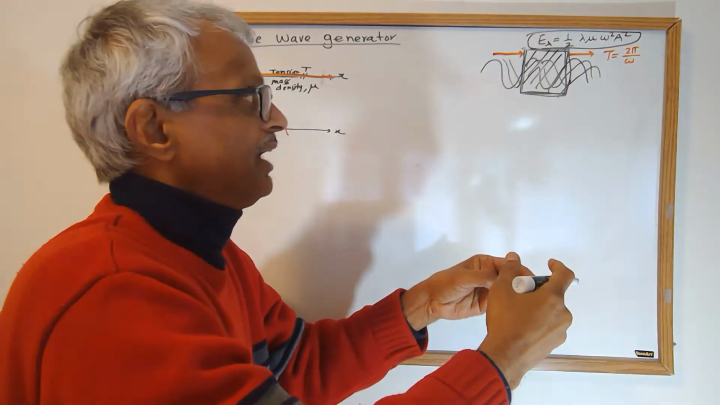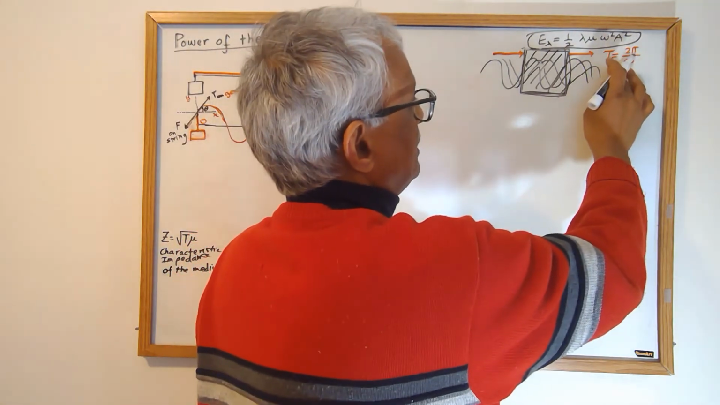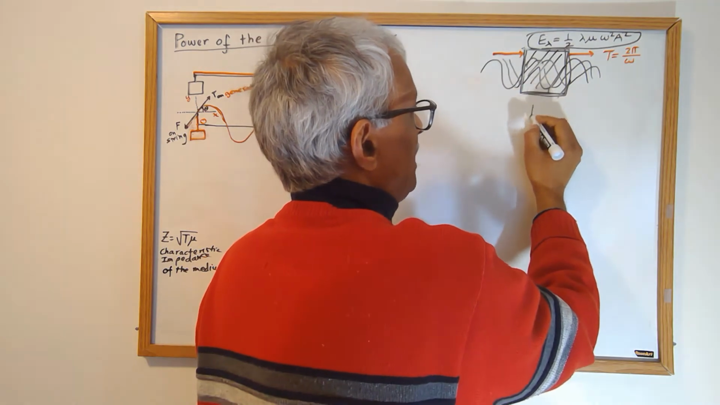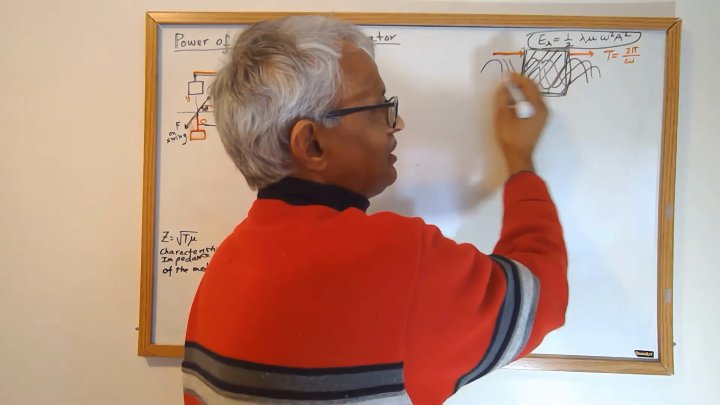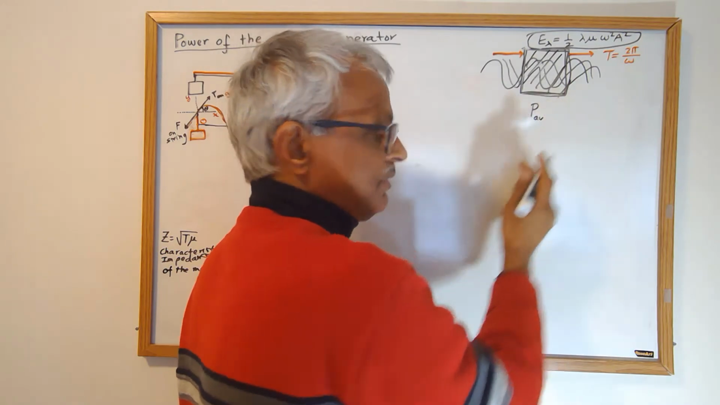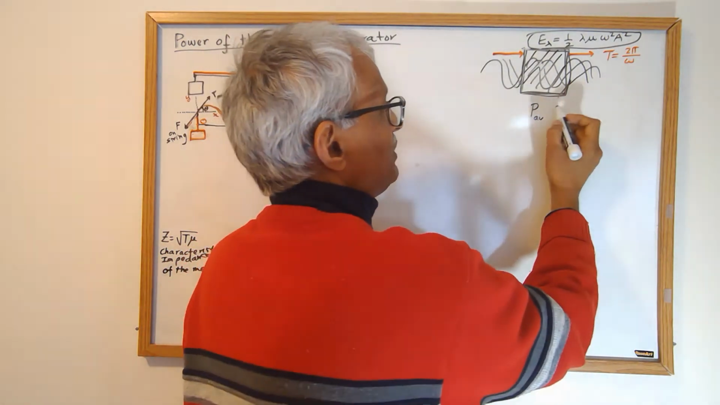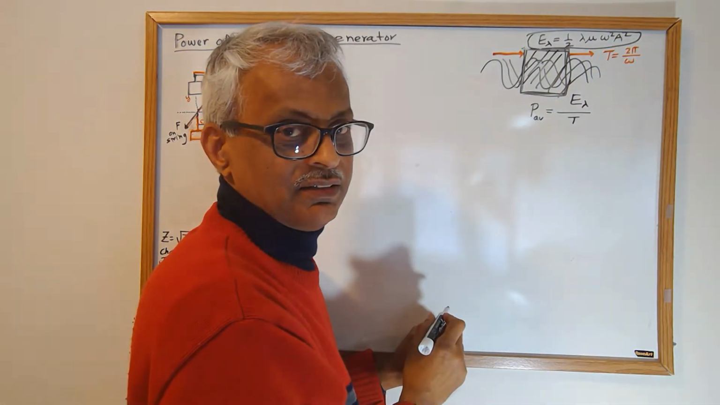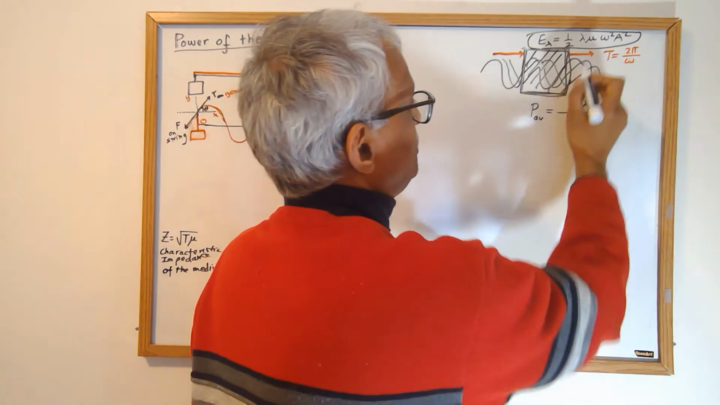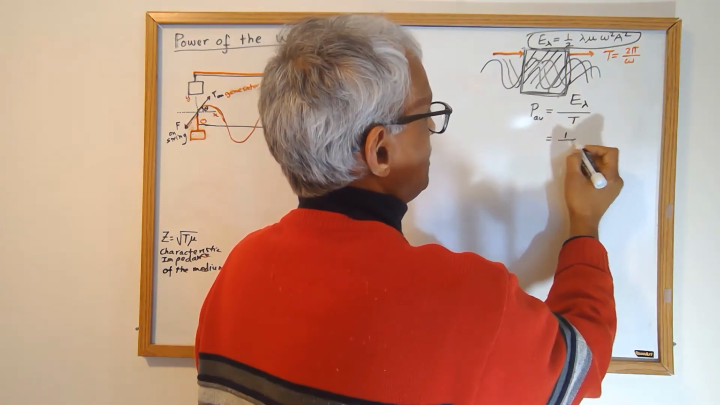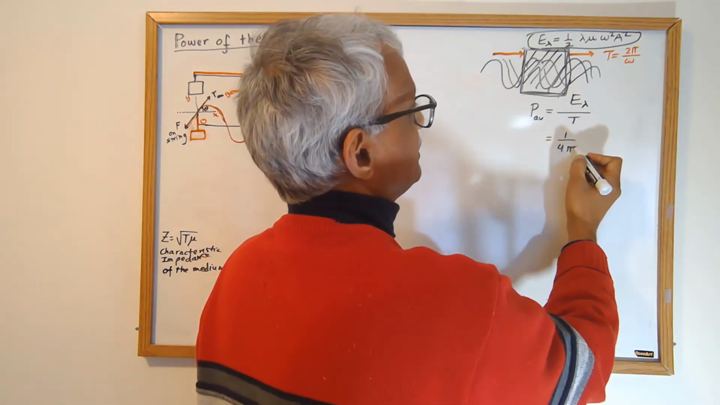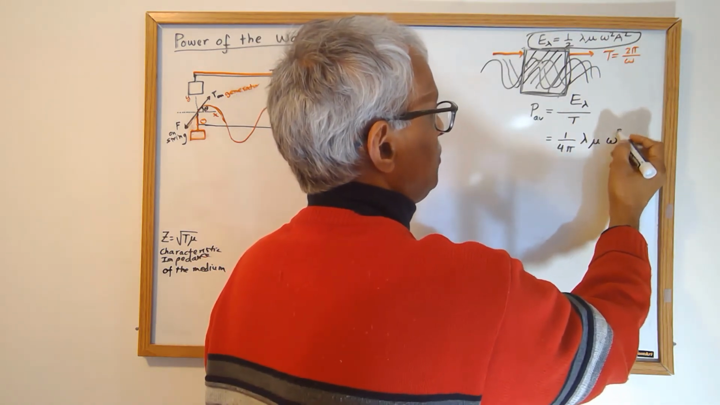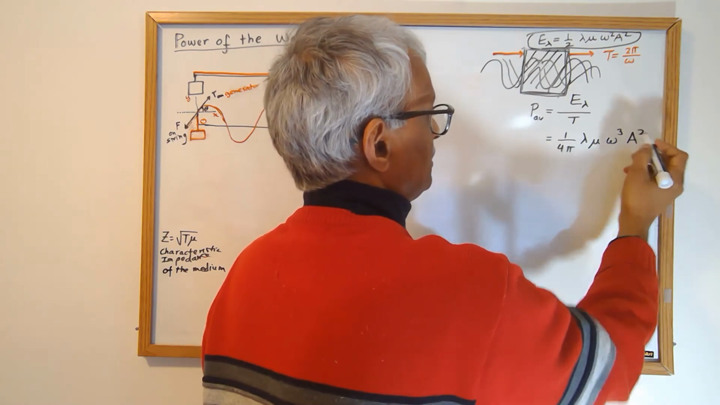So if I equate that, what period do I need? This much energy is in that much time. So the power, the rate at which energy is flowing, some average, this is not instantaneous, is if I took E lambda and divided by the period. When I do this, I'm going to get 1 over 4 pi, and omega, lambda mu omega cubed a squared.